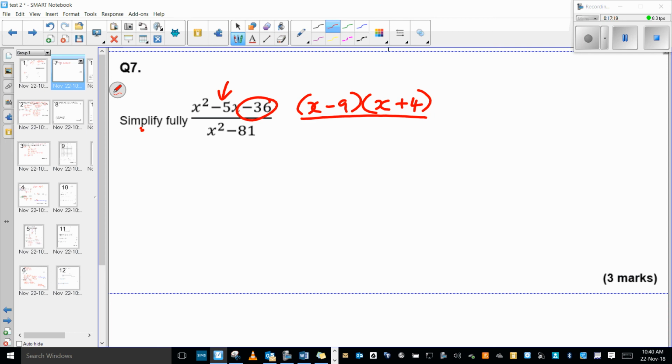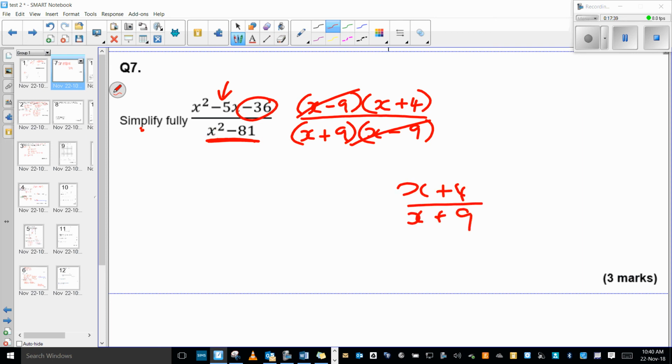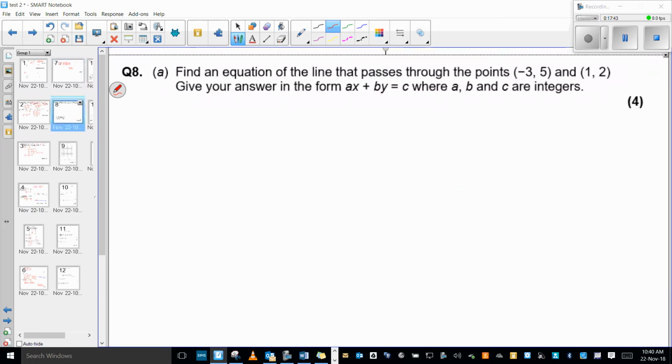What's special about the bottom? It is a difference of two squares, so what's going to go in my bracket? x and 9. Plus 9 and minus 9. So what happens now? So we're just left with x plus 4 over x plus 9. Okay?